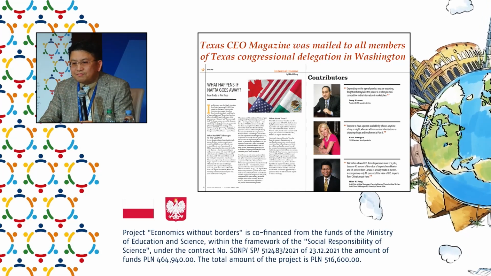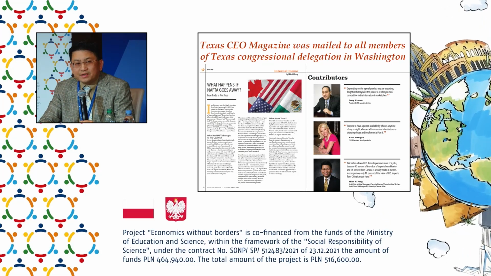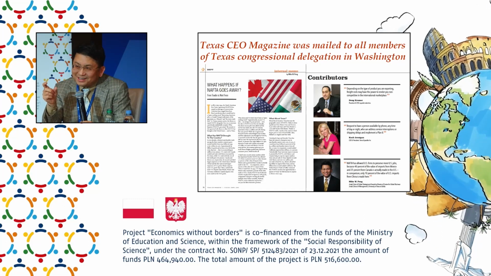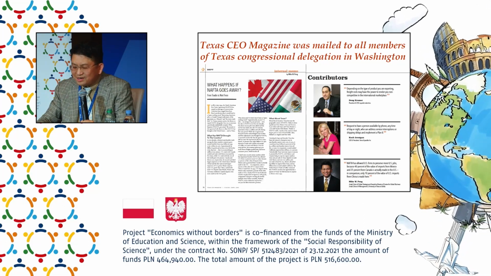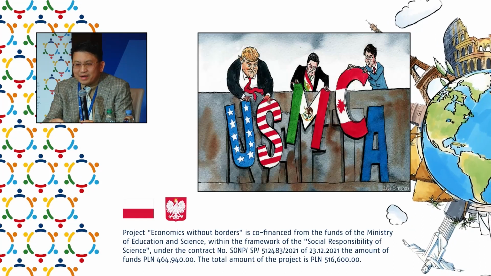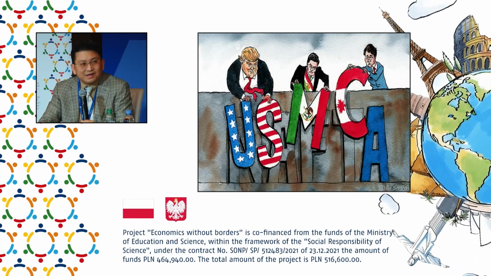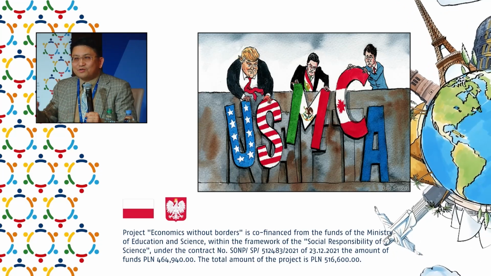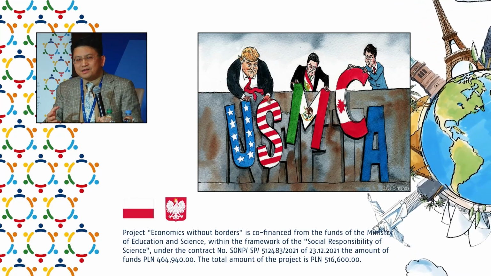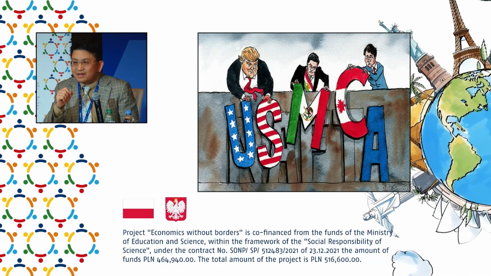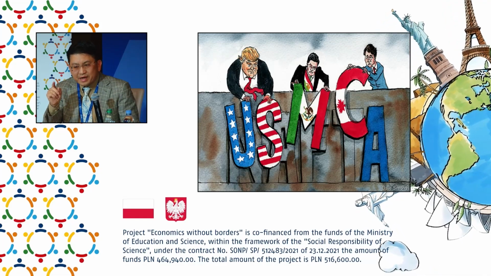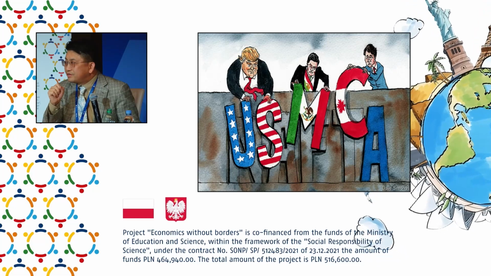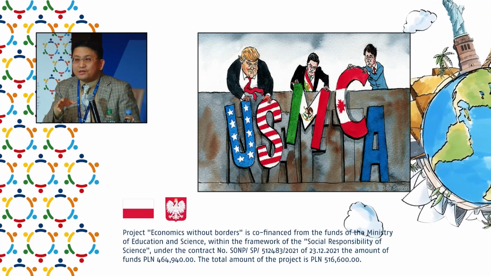So every member of the Texas congressional delegation received a copy of the magazine. Hopefully they read it. Hopefully that influenced their work. And hopefully that made President Trump do something like this. He said, I'm going to smash NAFTA. But instead of just smashing it, broken into all pieces, I'm going to replace it with USMCA, regarded as the US-Mexico-Canada agreement. So the majority of the provisions in NAFTA continued.